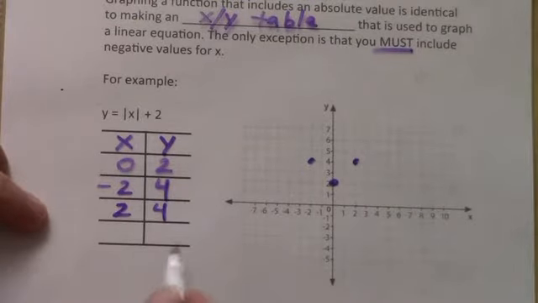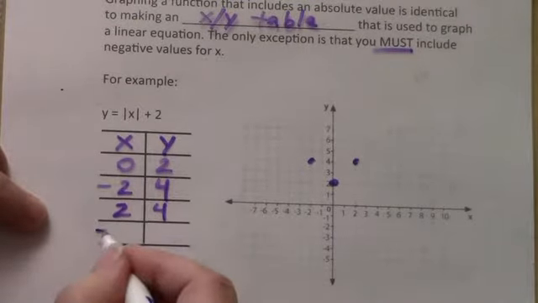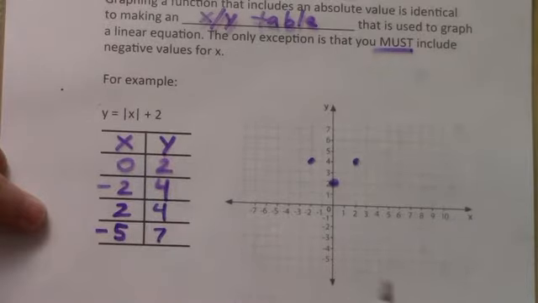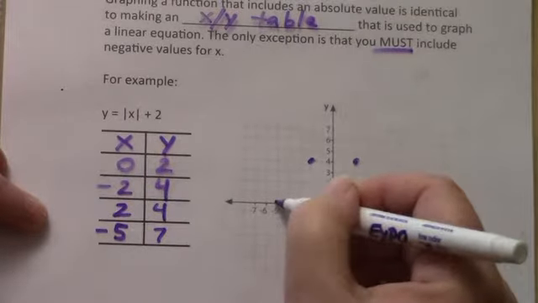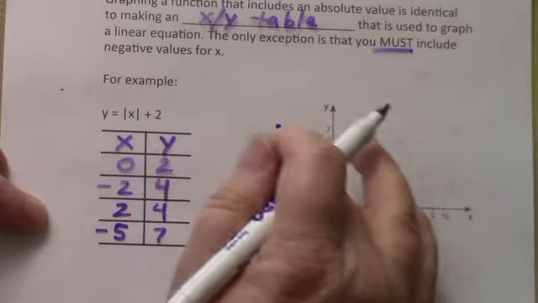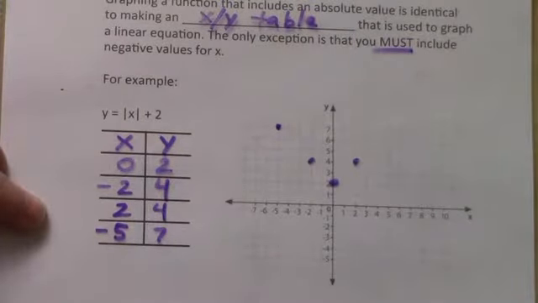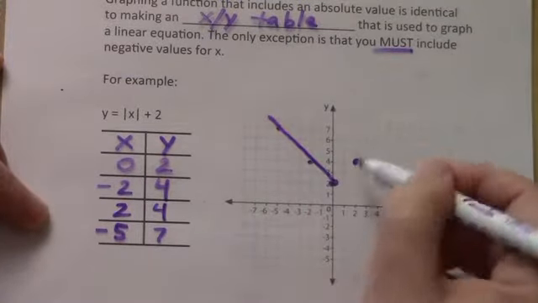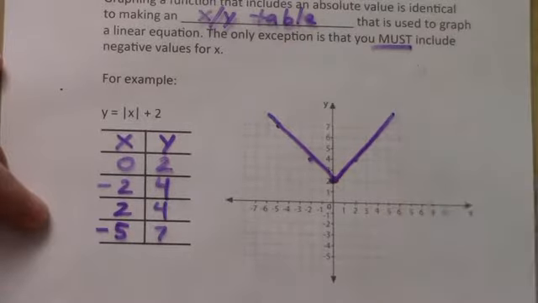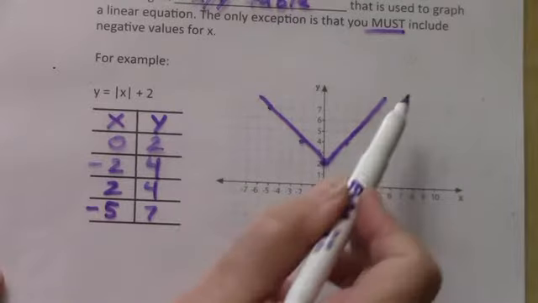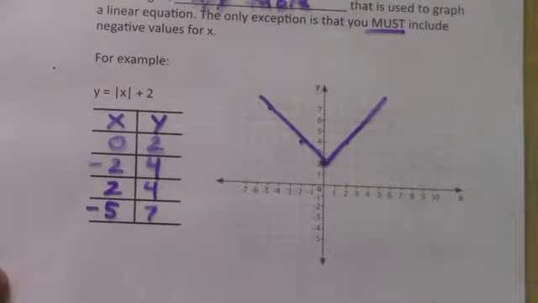Okay. Let's try negative 5. Negative 5, the absolute value of that is 5 plus 2 is 7. So when x is negative 5, y is 7. All the way up there. And what we can see here is we're going to end up with a V shape. So it kind of mirrors. It's going to have a mirror, and it's going to always be a sharp V.